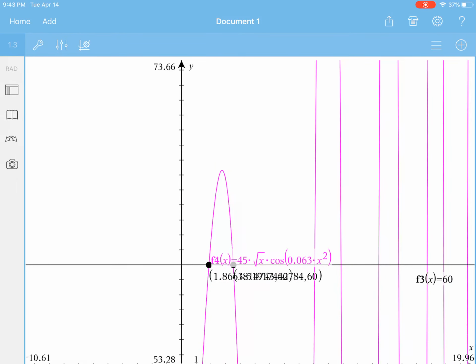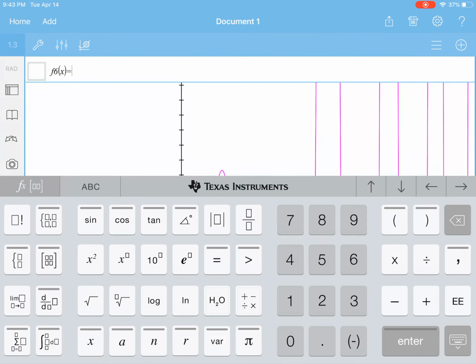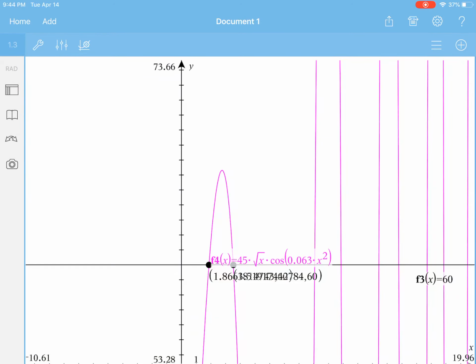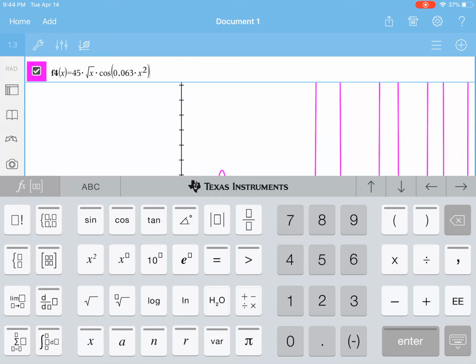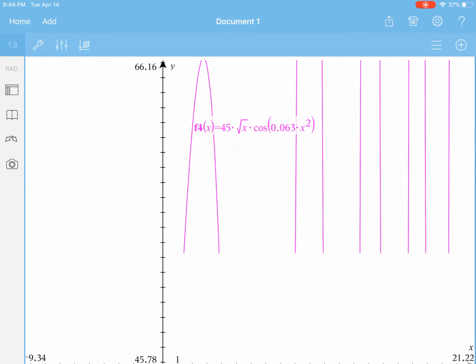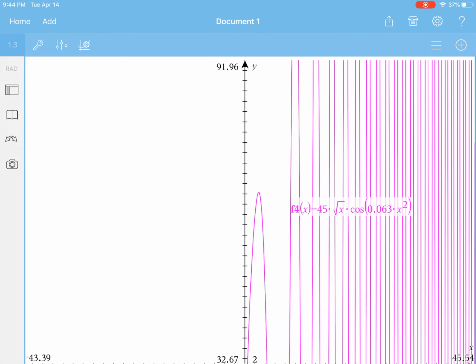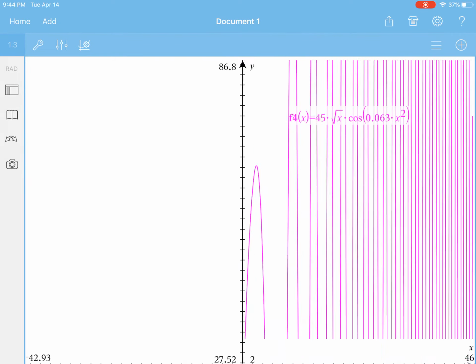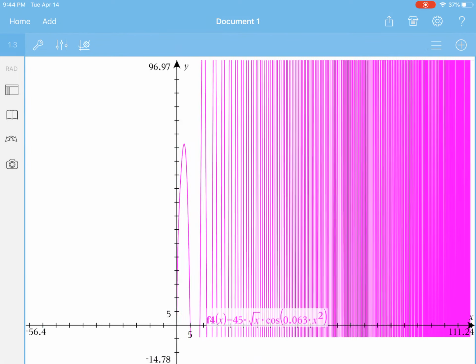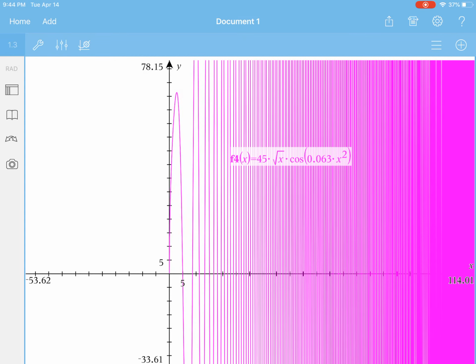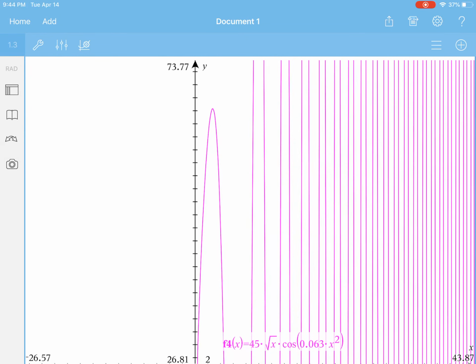You should get a graph that looks like this. The purple graph is the graph of the V of Q equation. So now that's the first thing.